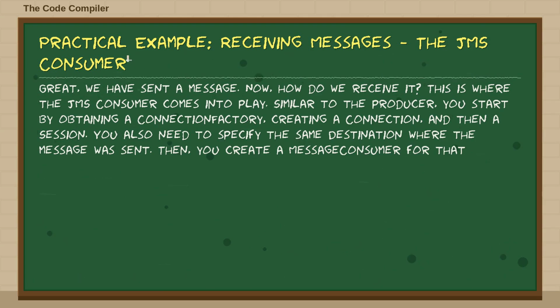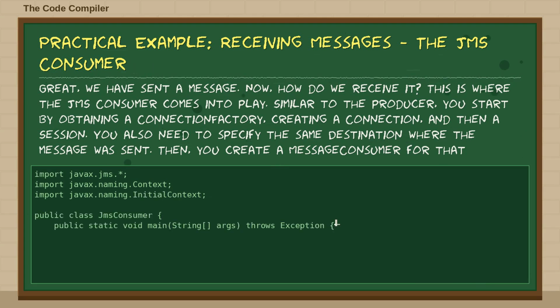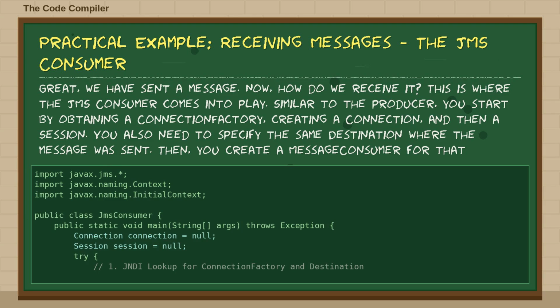Messages can be received in two ways: synchronously, where the consumer actively polls for messages, or asynchronously, using a message listener which automatically gets notified when a message arrives. For enterprise applications, the message listener is generally preferred as it is non-blocking. Let us see how to implement a simple asynchronous consumer using a message listener.